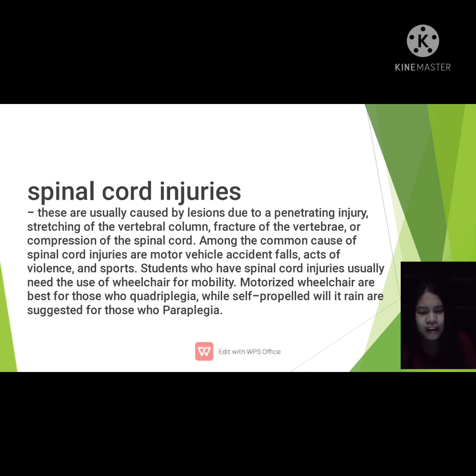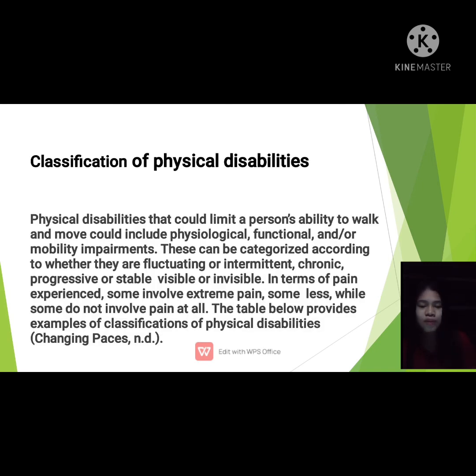Okay, so what is spinal cord injuries? The spinal cord injury is damage to any part of the spinal cord or nerves at the end of the spinal canal. Ang mga causes nito ay trauma tulad ng car accident, gunshot, or disease tulad ng polio at spina bifida.